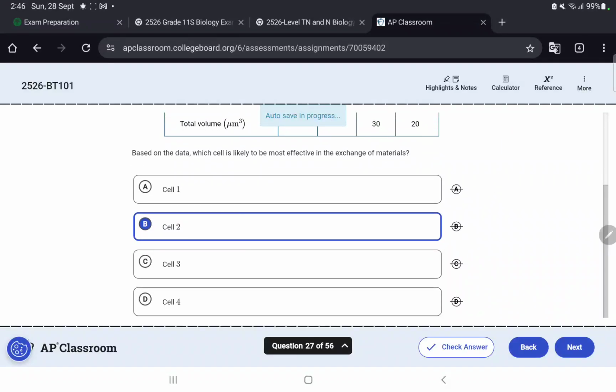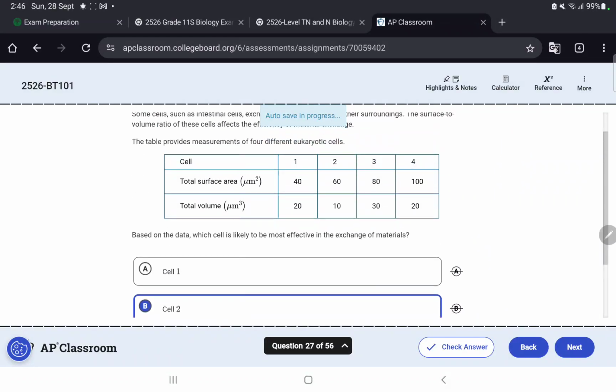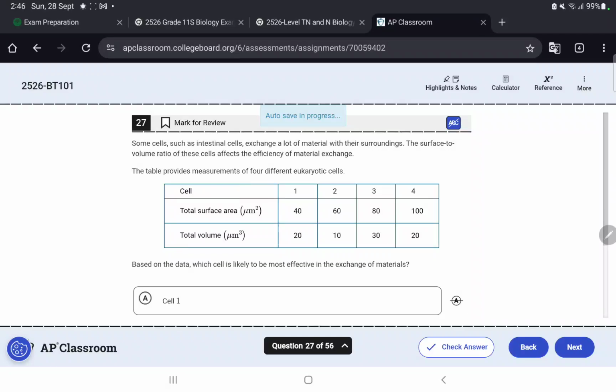Okay, some people already asked me about, oh no, that was number 28. This is pretty straightforward. Guys, all you have to do basically when they ask you about the effectiveness or the efficiency is divide surface area by total volume. So you have to do division. You have to divide these two together. It's always surface area over volume when you're trying to find the efficiency.